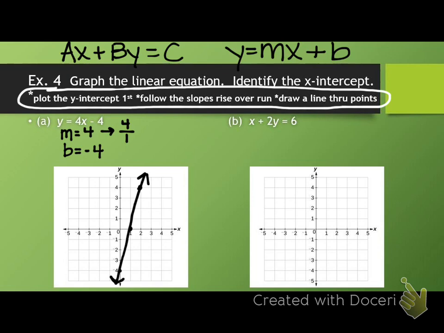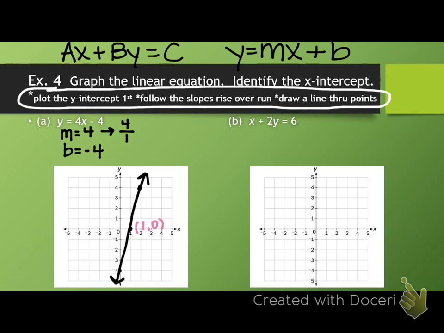Now, you'll notice the instructions. Remember, we're always checking those instructions. It also asks us to identify the x-intercept. The x-intercept is where our line crosses the what? The x-axis. So where does this line cross the x-axis? What's the ordered pair? 1, 0. So just label it. You can label it right on the graph, and you're done.